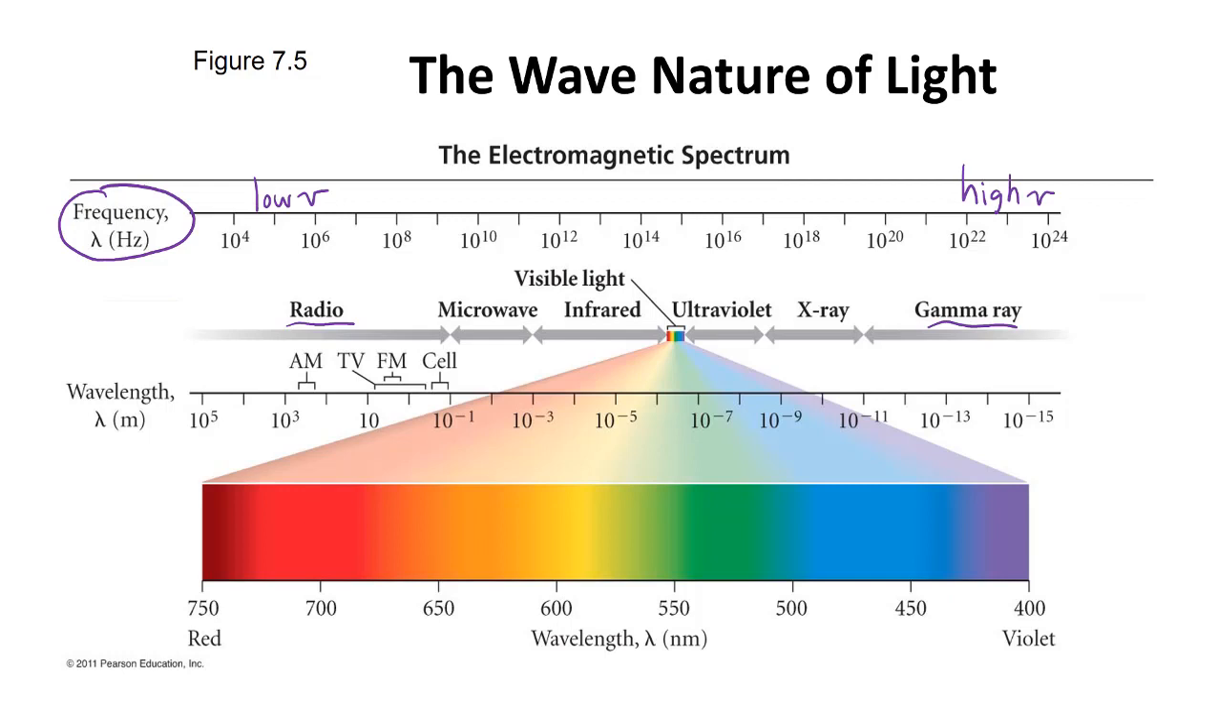The next set of numbers are wavelengths. The radio waves have long wavelengths in terms of meters, and the gamma rays have short wavelengths in terms of meters. And this goes along with that relationship that we saw on the previous slide, where c equals lambda times nu. So if the frequency is really high for gamma rays, their wavelengths have to be really short.